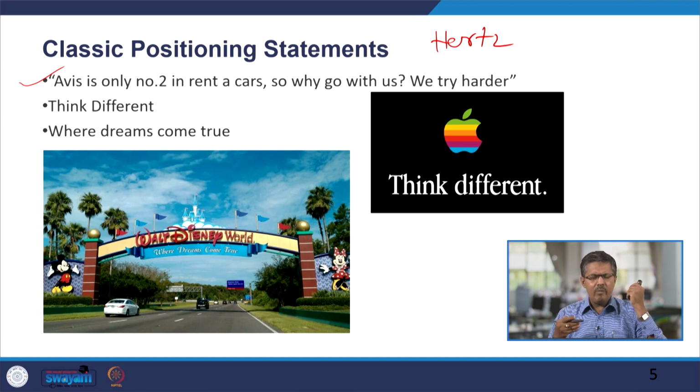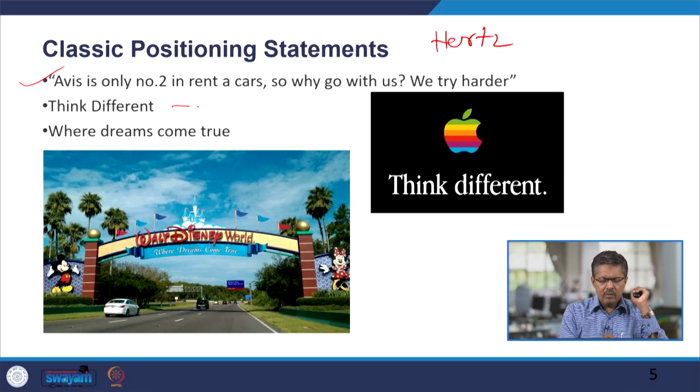Now, this positioning statement created history, actually made wonders, and the company which was making losses for 13 years consecutively started making small profits initially, and then the profit margins grew tremendously with time, right.